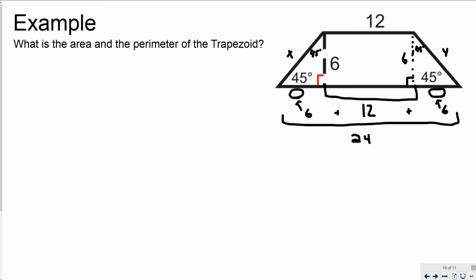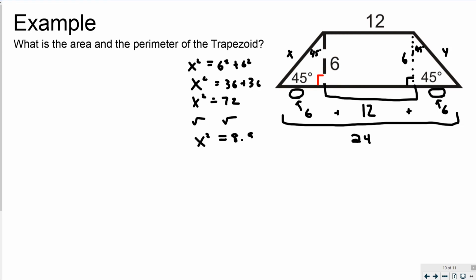So for x, x squared equals 6 squared plus 6 squared. So x squared equals 36 plus 36, so you get x squared equals 72. You take the square root of both sides, and the square root of 72 is a decimal, and that decimal is about 8.5. Not x squared anymore, oops. x is equal to 8.5.